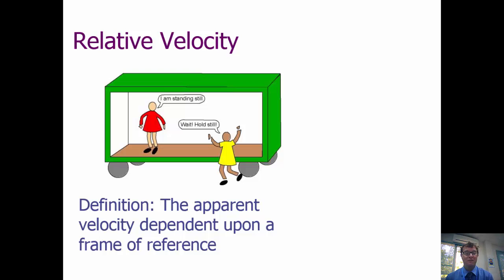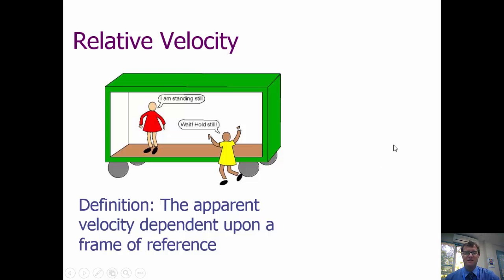The definition of relative velocity is the apparent velocity dependent upon a frame of reference. If we look at our picture, we have one person standing still, but they're on a train which is moving away, and the person shouting, "Wait, hold still!" and they're like, "I am standing still," because it's all about the frame of reference that they're talking about.